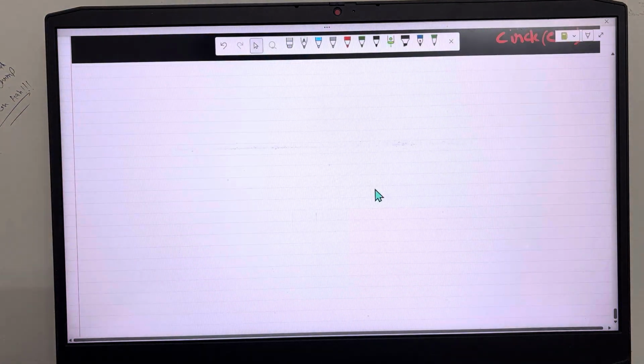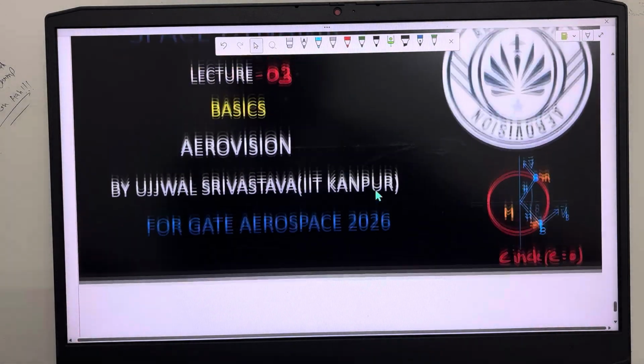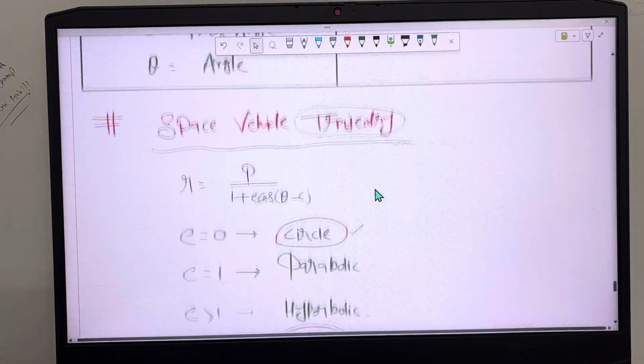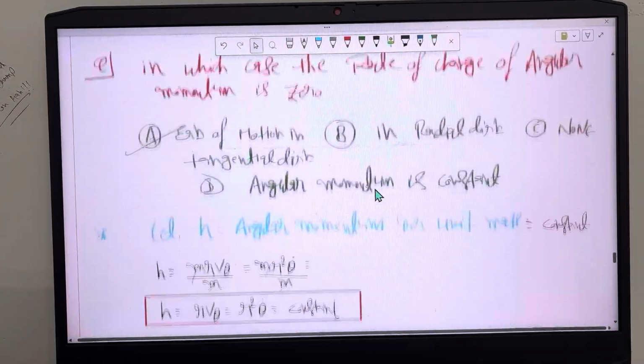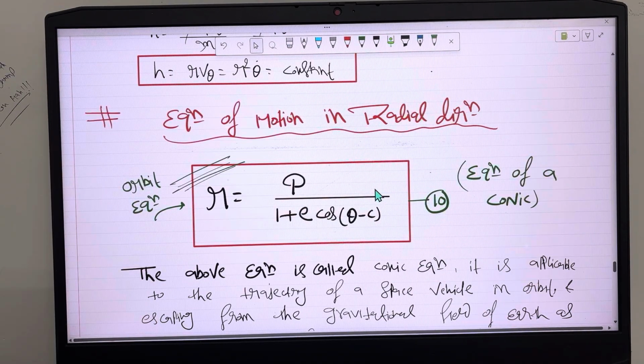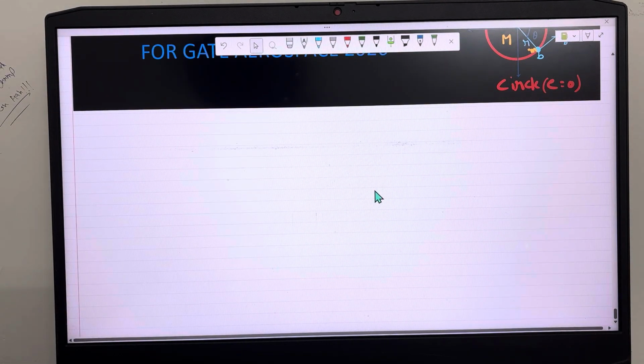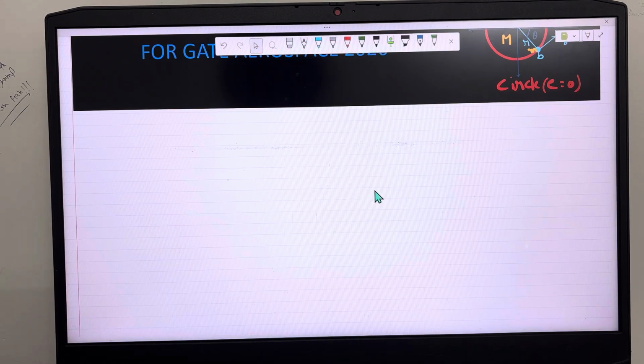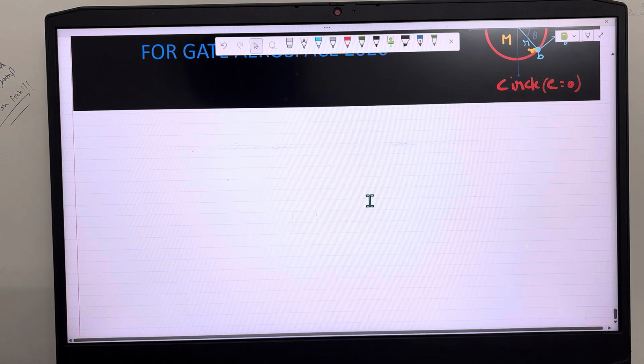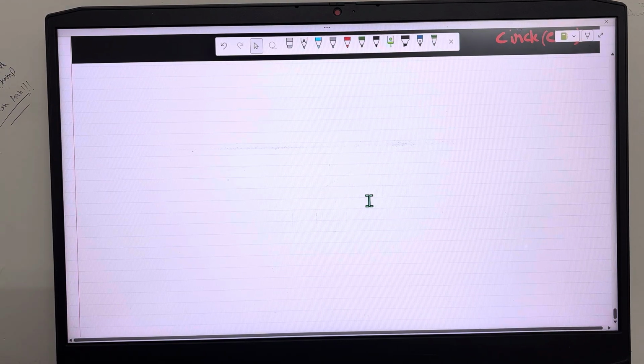Let me start. So draw a figure. Basically till now we have built our basics for everything. Now we are going to the core of space dynamics, especially for the circular orbit as well as the elliptical orbit. After some time I will derive the velocity and other quantities related to the circular orbit.